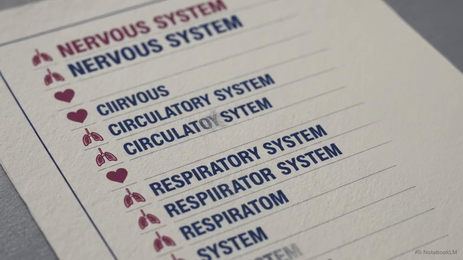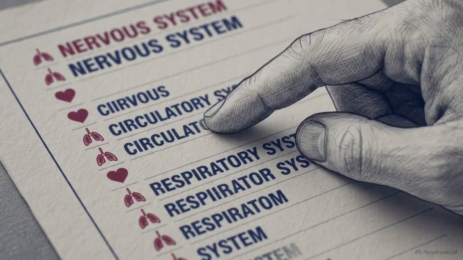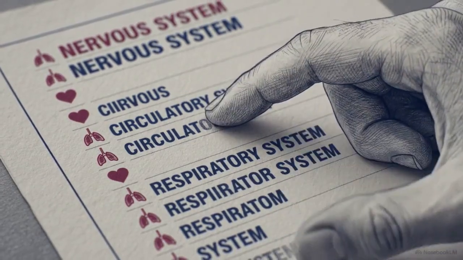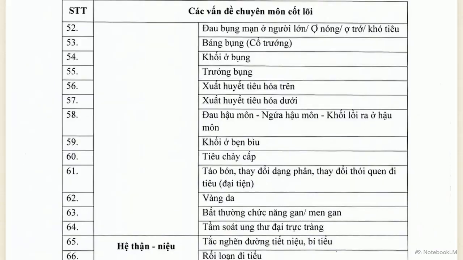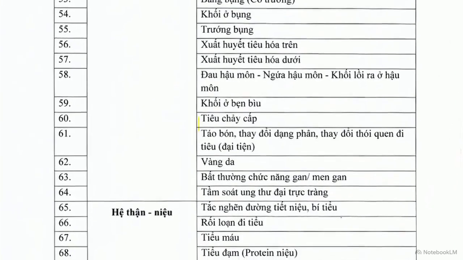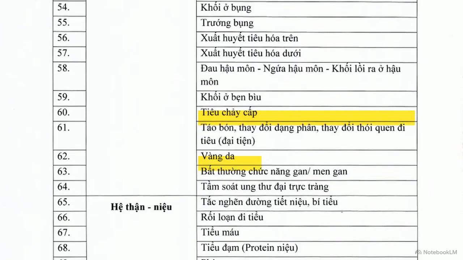We can drill down even further, moving past broad organ systems directly to the precise patient presentations you will face. Section 3 of the document establishes a finite list of 128 core clinical problems. Looking again at the digestive system, we see the specific issues the council expects you to handle. You must prioritize presentations like acute diarrhea and jaundice, exactly as they are listed here.